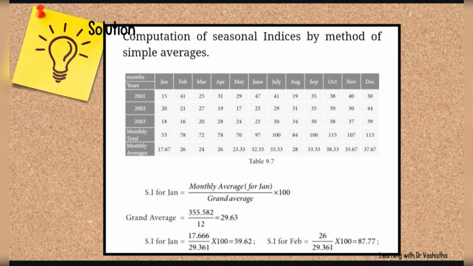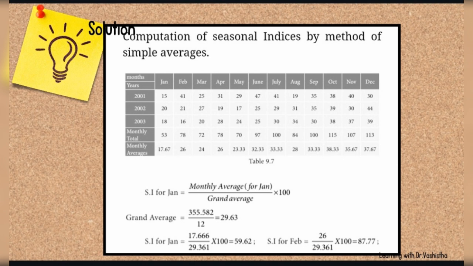Now with the help of the monthly total, we'll find the monthly average, which is the total upon the number of years taken. Here the number of years is 3 and the total we have already calculated is 53. So that is 53 upon 3, which comes to 17.67. I'm explaining it for the first month, January, and the same thing is applied for the other months also. Now with the help of the monthly average, we'll find the grand average, which is equal to the sum of the monthly averages of all the months upon the number of months.